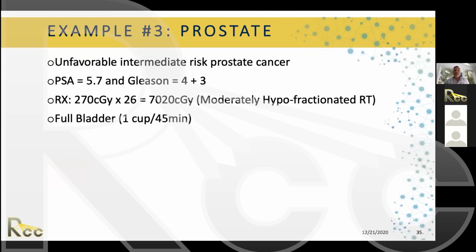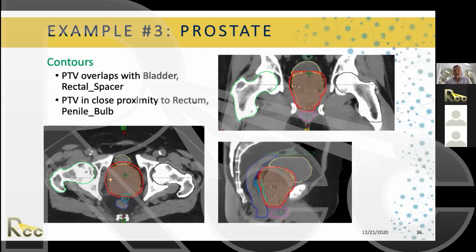The last example that I have here is with the prescription. Again, I don't know if you follow this prescription. This is a moderately hypofractionated RT that we do, 70 in 26 fractions to the prostate itself. Sometimes a lot of people use the conventional 180 times 45 or 42, depending on the case. And we use a full bladder for all these patients, for treatment every fraction.